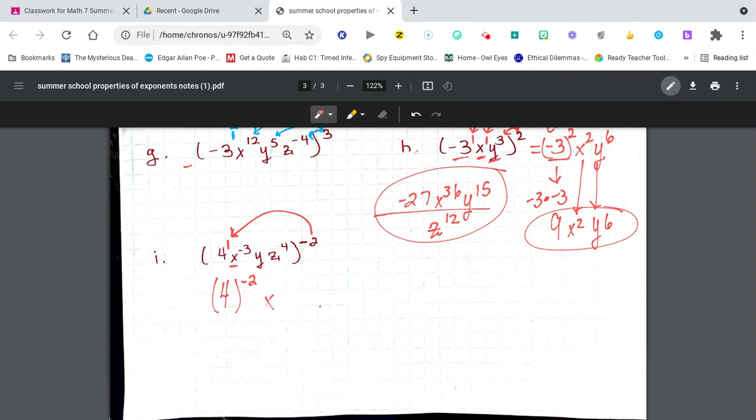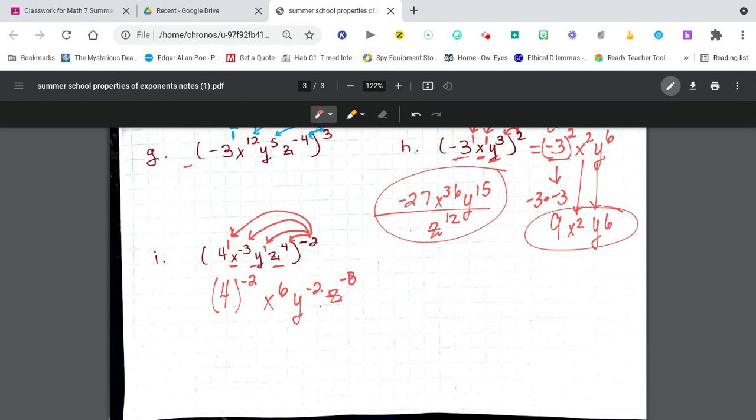Then I'm going to keep the x. I'm going to take negative 2, the outside exponent, multiply by the exponent for x. Negative 2 times negative 3 is positive 6. Keep the y. Take negative 2 and multiply by the exponent of y. Well, what is the exponent of y? It's an imaginary 1. So negative 2 times 1 is negative 2. Then I'm going to keep the z. And I'm going to multiply negative 2 times the exponent of z, which is a positive 4. Well, negative 2 times 4 is negative 8.